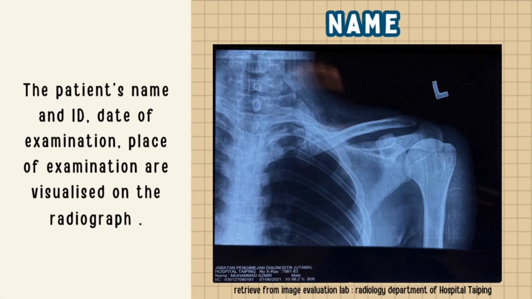Moving on to the next slide, I will explain the name part. The patient's name and ID as well as the date of examination and place of examination are clearly visualized on the radiograph. This information is important for patient identification and documentation purposes. Therefore, the radiograph is properly labeled with complete patient details.